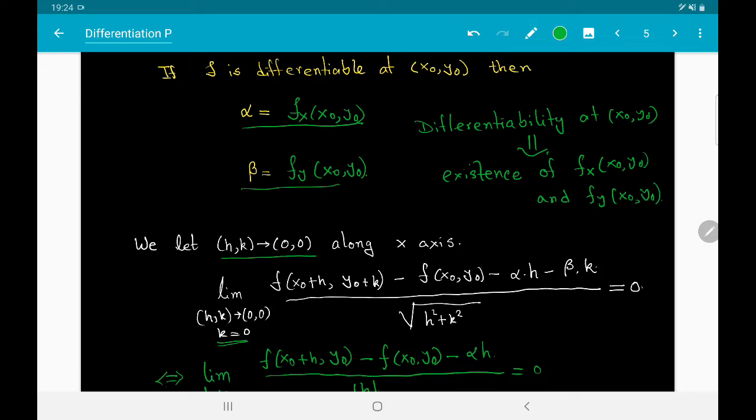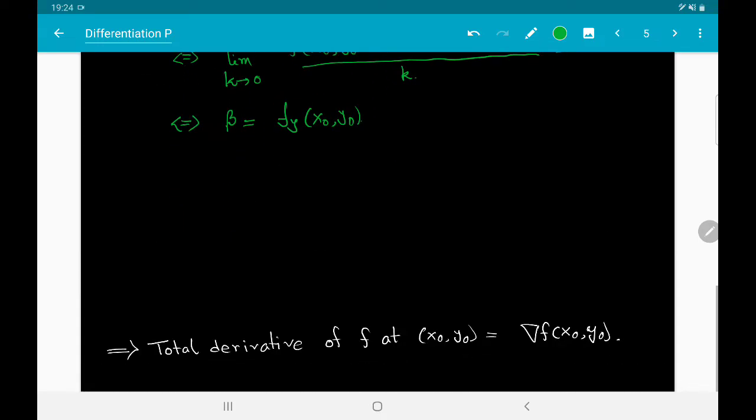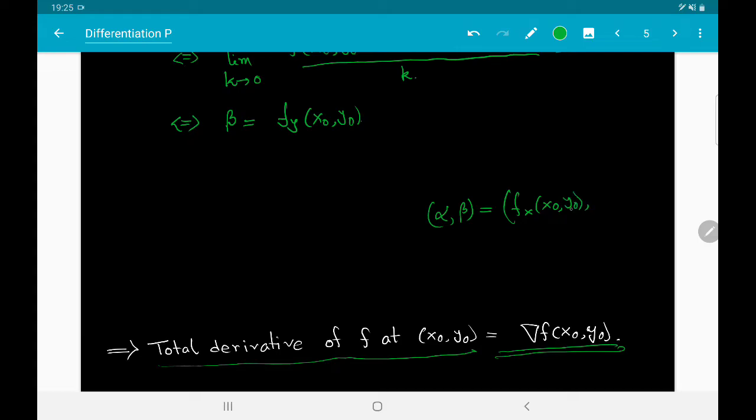And then what is the pair? What is the total derivative of the function if it exists? Then it is nothing but the gradient of f at the point (x0, y0). So you remember that the pair (alpha, beta) that we have just determined was called the total derivative of f at the point (x0, y0), and as we have computed, this is nothing but (fx(x0, y0), fy(x0, y0)). And this is what we had called the gradient of f at the point (x0, y0).